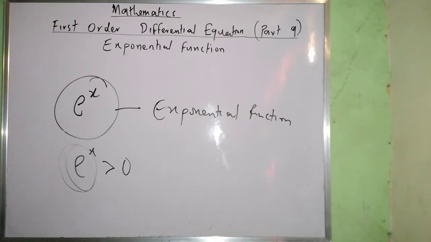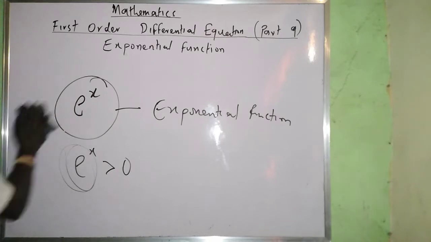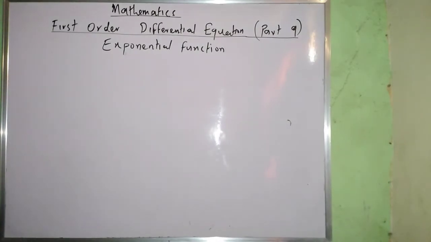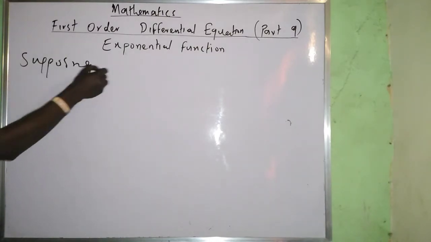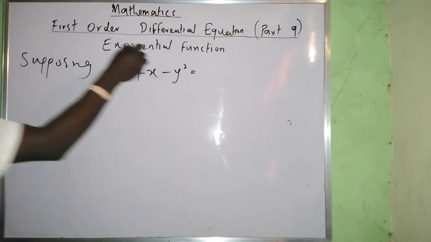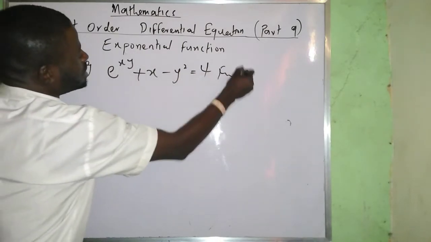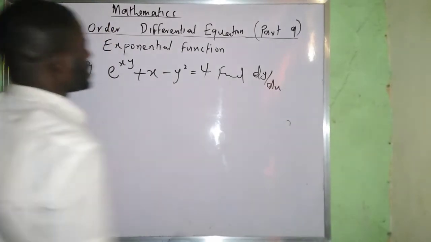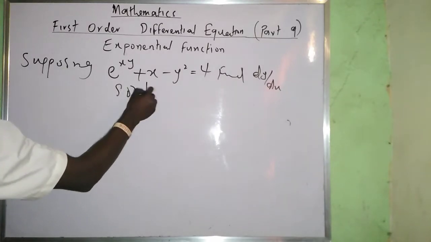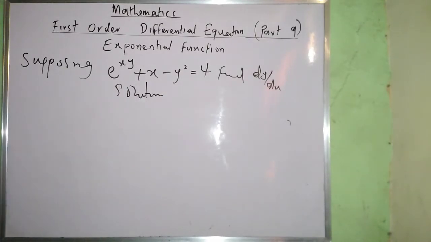Now, for instance, a problem can come this way. That is all I can talk about on exponential. Now, suppose we have e to the power xy plus x minus y squared equals 4. We're asked to find dy over dx. Now, this is a very good example of an exponential function. How do I solve this particular problem? Solution to this problem. If I want to solve this question, I must be very good when it comes to the exponential function.